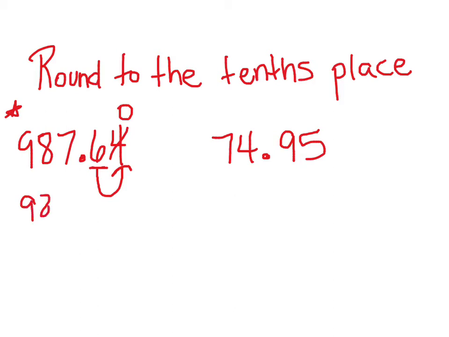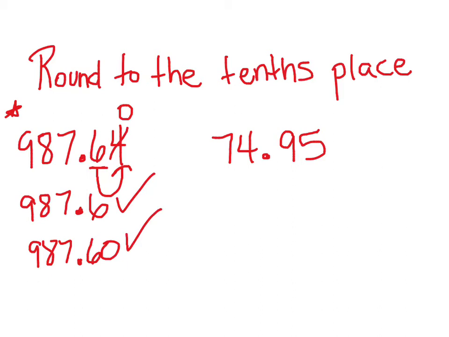So my answers are 987.6 or 987.60. So 987 and 6 tenths or 987 and 60 hundredths. Either one is correct. Okay, now the next one, 74 and 95 hundredths, round to the tenths place.